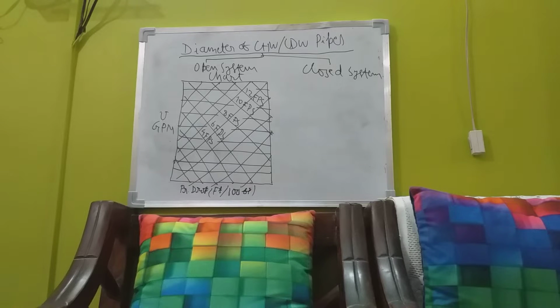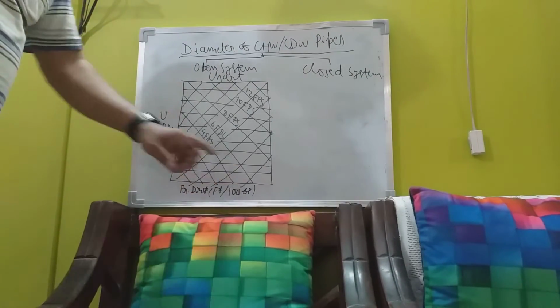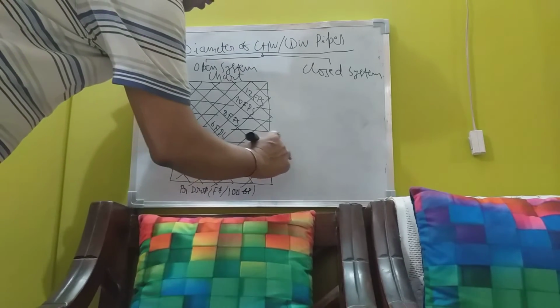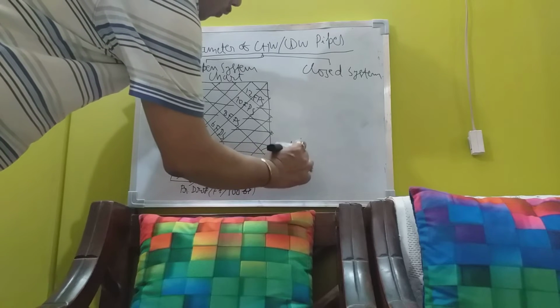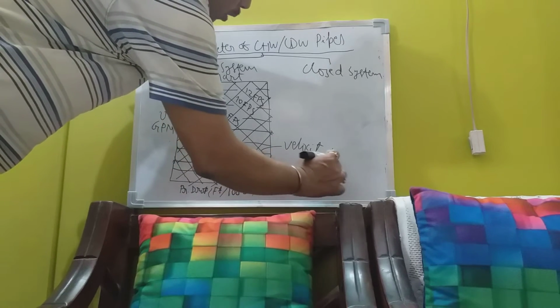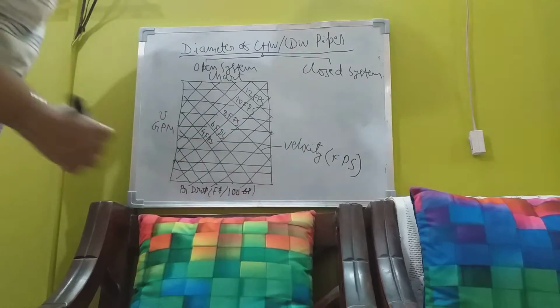I have removed it to make it clear what is written here. You can see it clearly. Pressure drop, feet per 100 feet. This is velocity in FPS. FPS means feet per second.